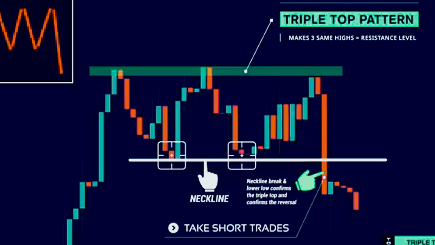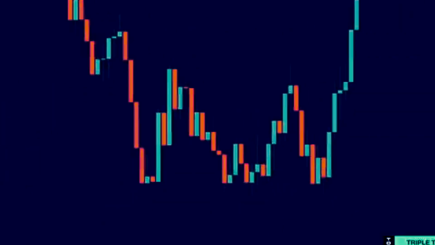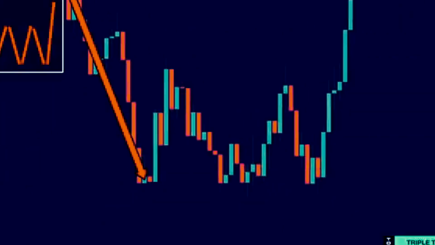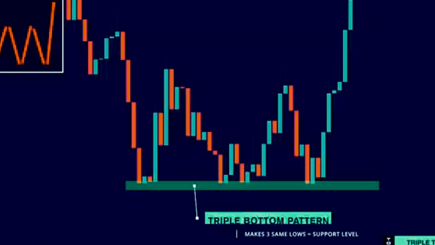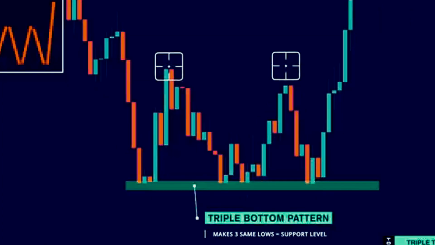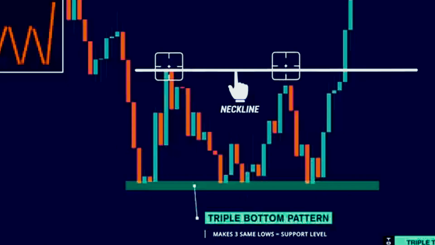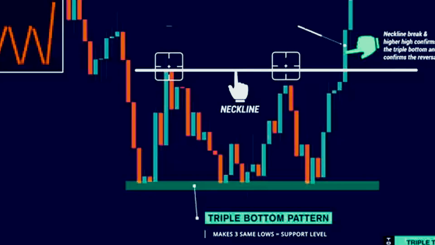Now going the other way. Price is in a downtrend before it makes 3 same lows, forming the triple bottom pattern. The swing highs here create the neckline and resistance level. And when it breaks, you would take trade entries long as the reversal is now confirmed.